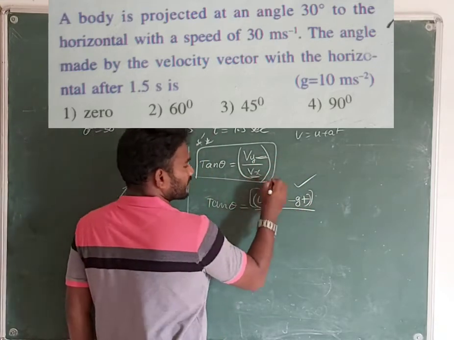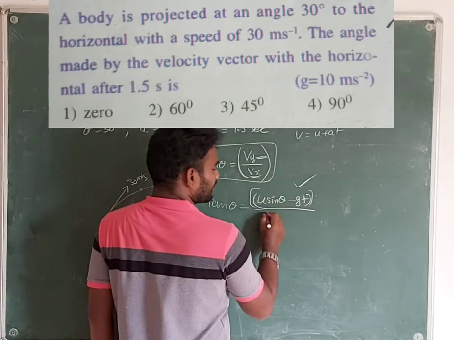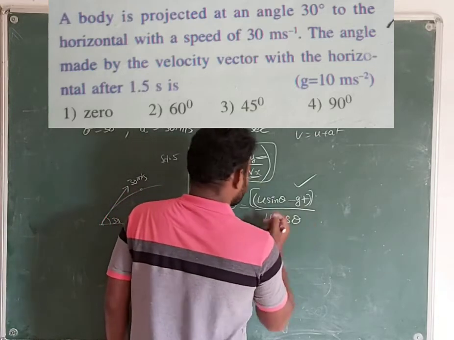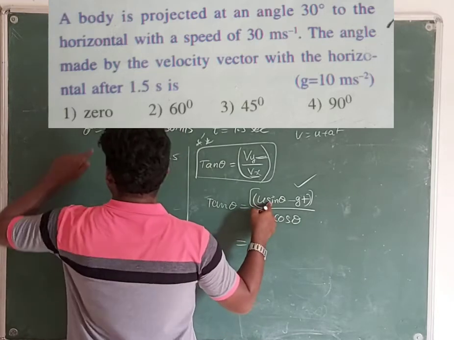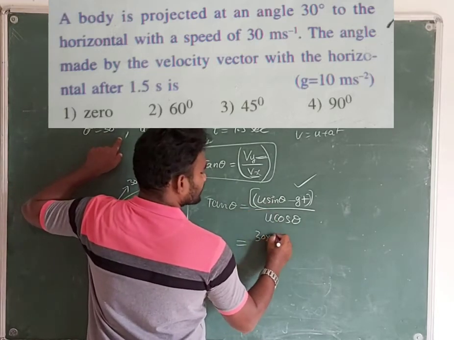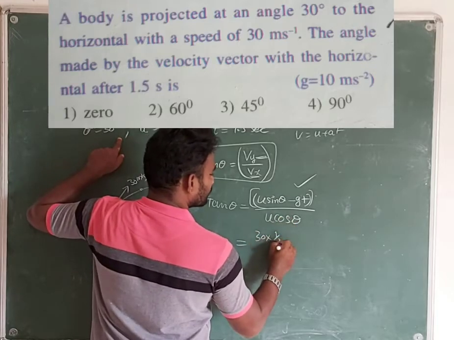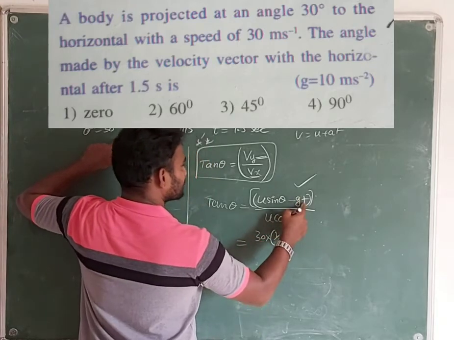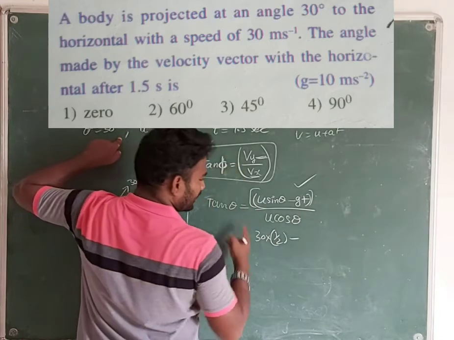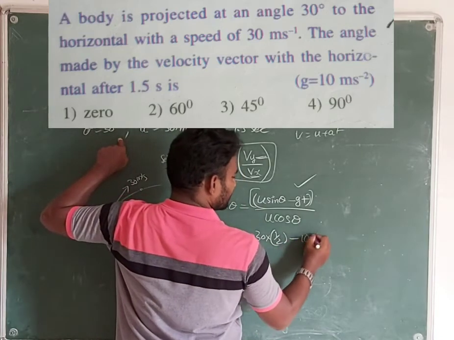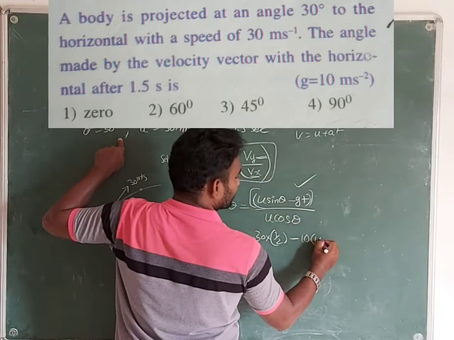And you know very well ux at any time t. What is the horizontal velocity? U cos theta itself. So now you can substitute here. So u means what? U sin theta only. U means 30, 30 into sin theta means sin 30, that is 1 by 2, minus gt. Let me consider this angle as alpha or phi. So minus g means 10, and 1.5 is the time t.